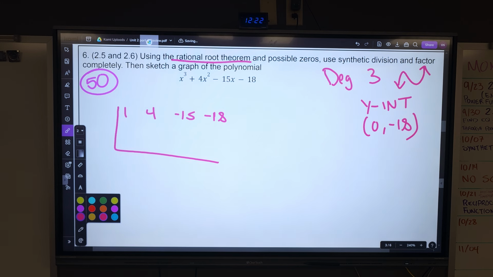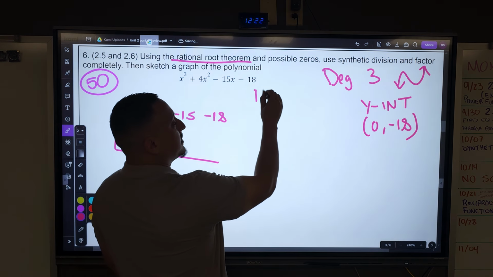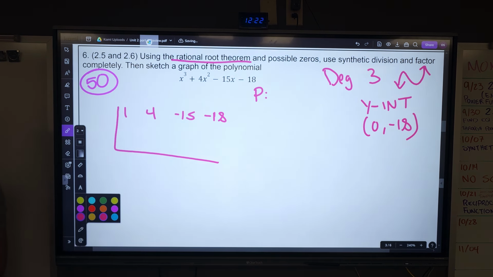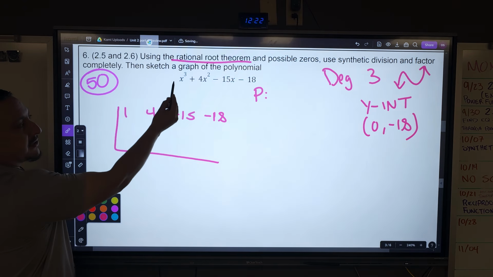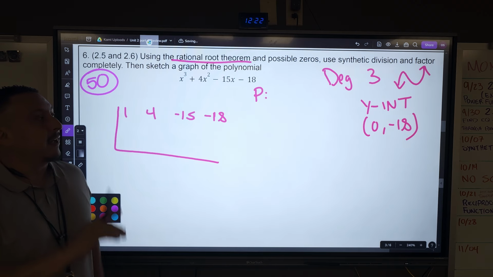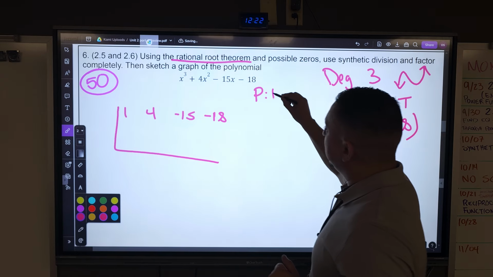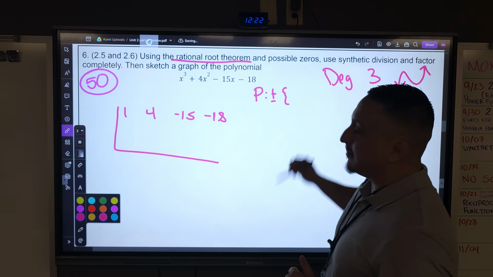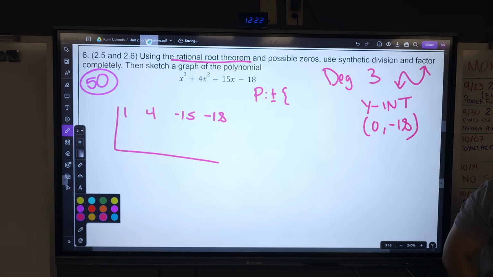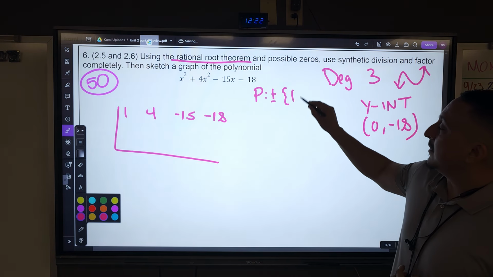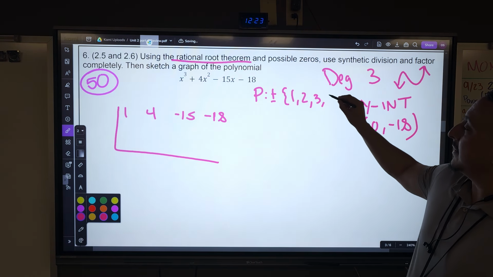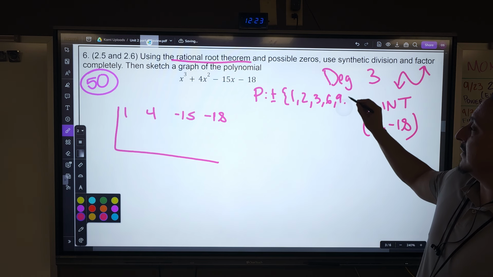But what are we going to divide by is the question, right? This is where P comes in. We're going to keep it simple for you, not P over Q. Just think of P. This Q is 1, so it kind of just goes away. So factors of 18, those are numbers that multiply to 18. 1 times 18, 2 times 9, 3 times 6. So 1, 2, 3, 6, 9, 18.